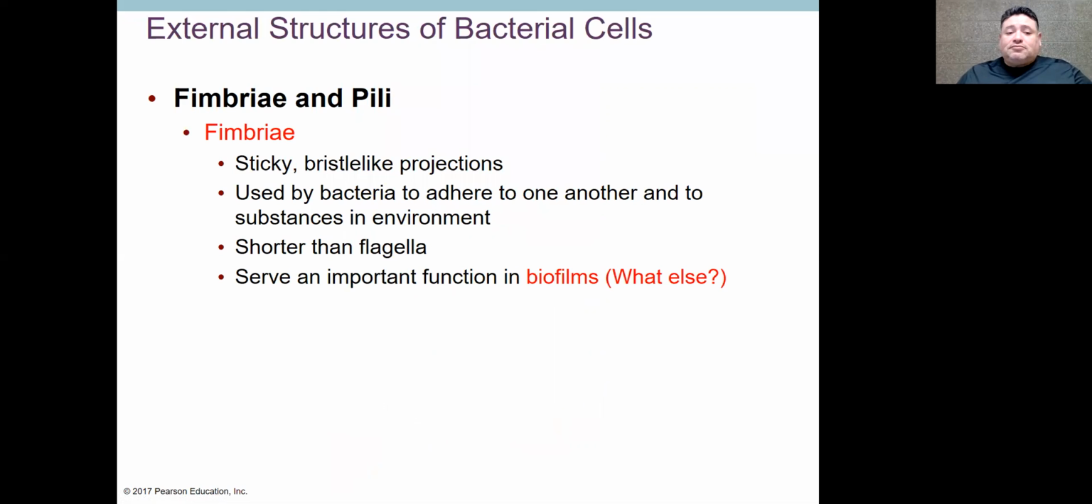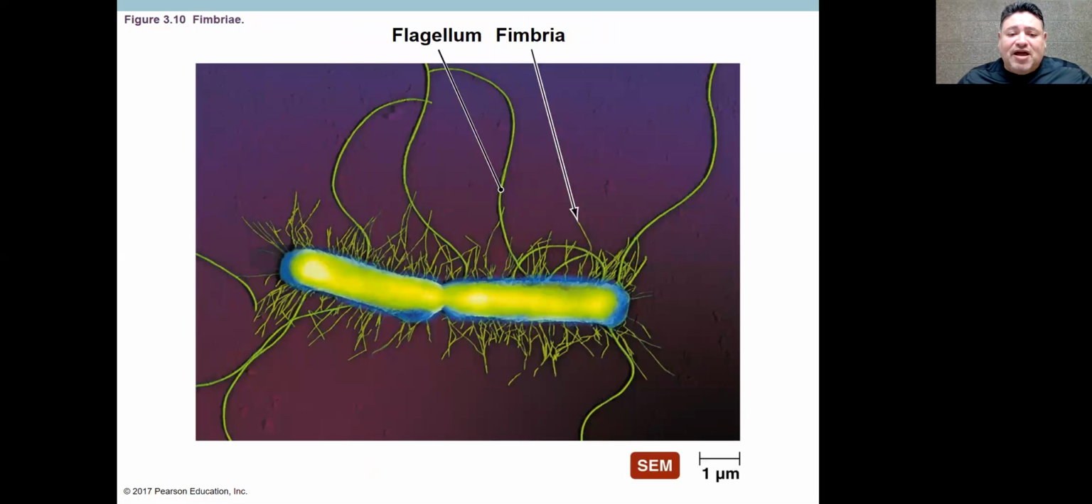Moving along, we have these things called fimbriae, okay? So fimbriae are long bristle-like projections. Here's an example of fimbriae. See how incredibly long they are? This allows the organism to attach to its environment even better.